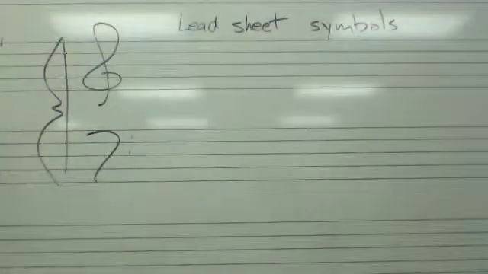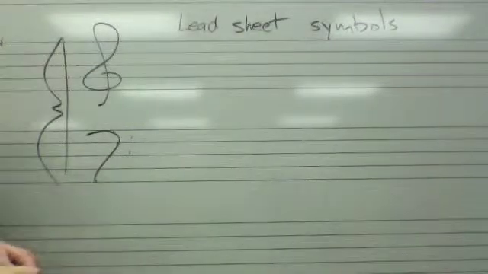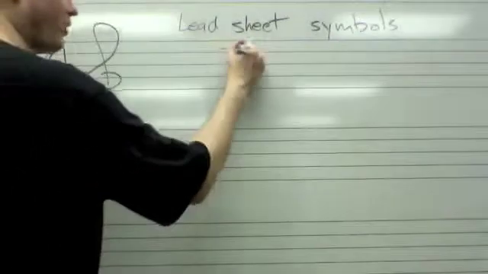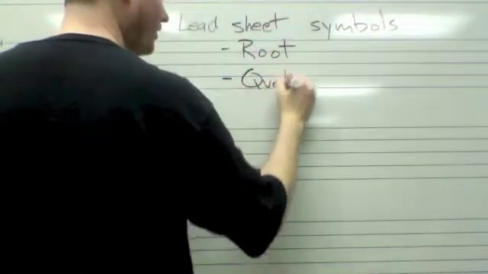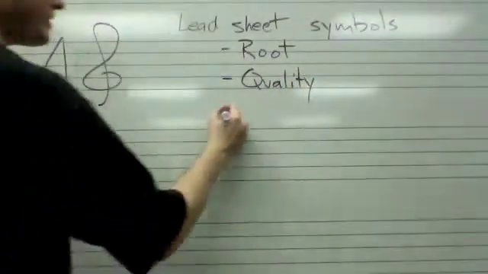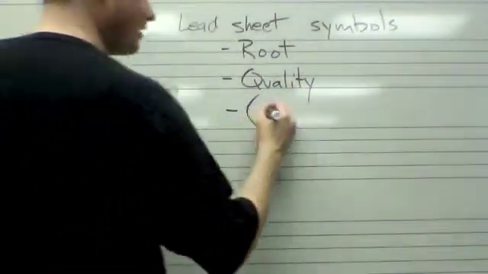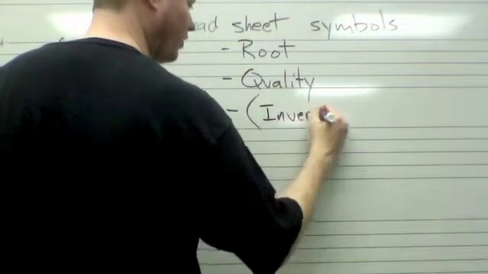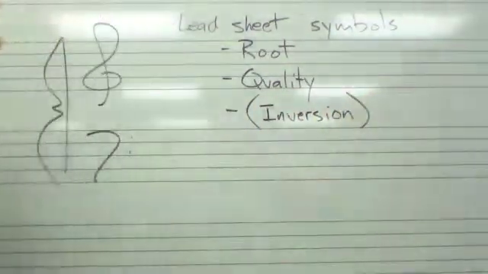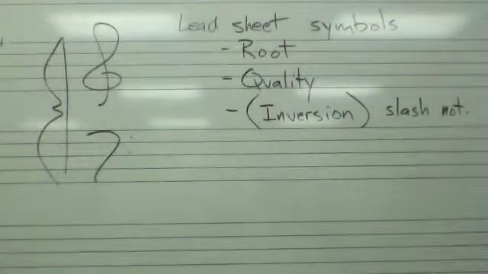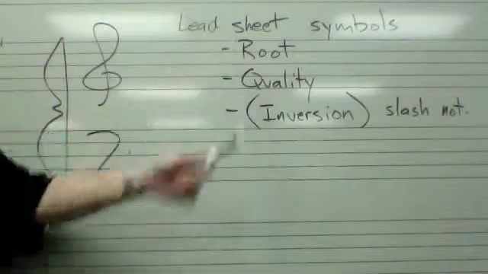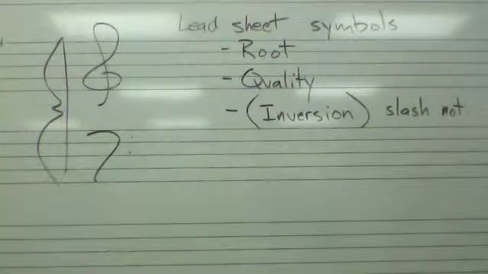Lead sheet symbols are used to analyze a chord. And a lead sheet symbol tells you a lot of information about a chord. It tells you what the root of the chord is. It tells you the quality of the chord. And sometimes, I'm going to put this in parentheses, sometimes it tells you the inversion of the chord. Usually it will, when it's in what's called slash notation, then it shows you the inversion. That's quite a bit of information, the root and the quality. There is more that we need to know about a chord eventually, but this tells us quite a bit.